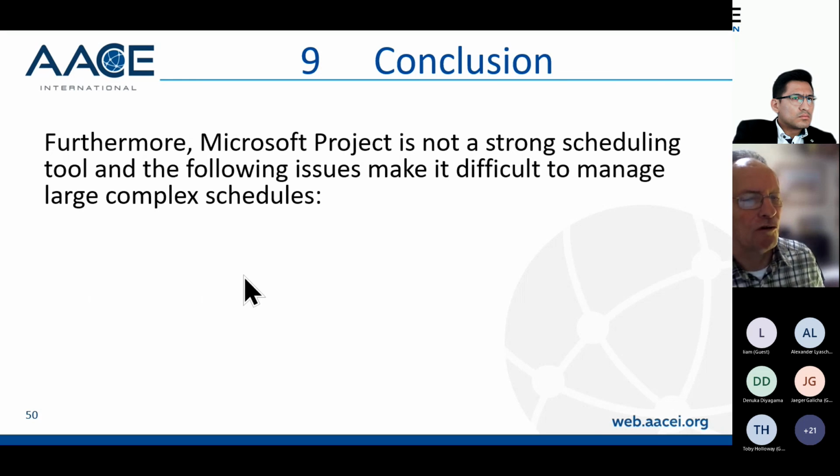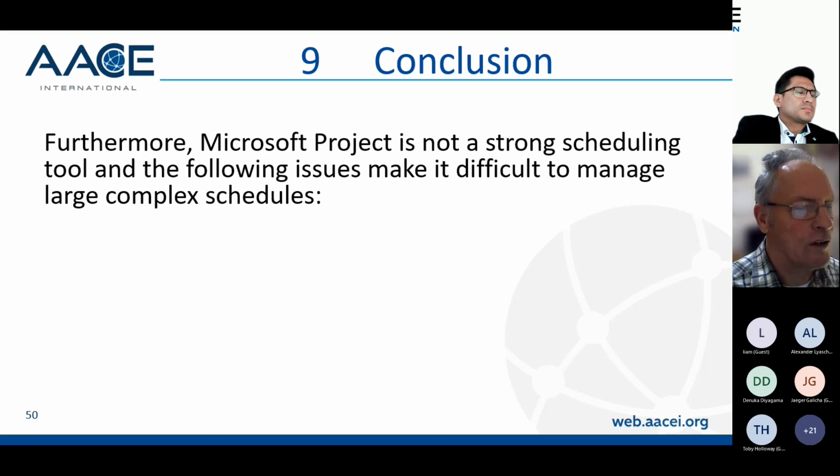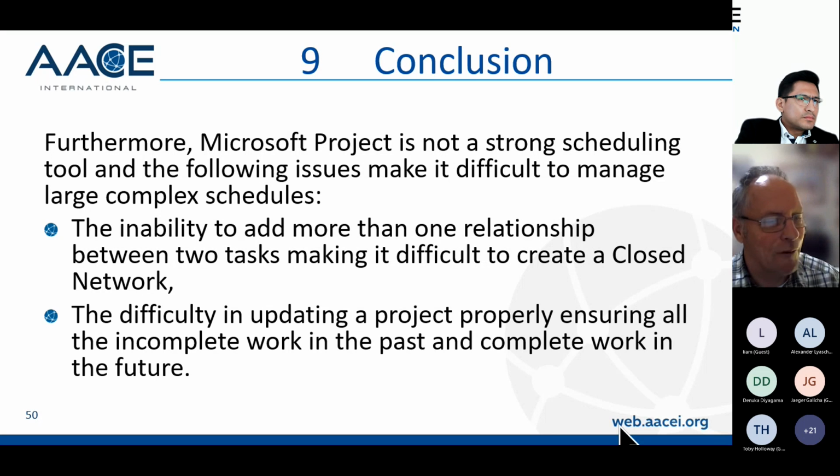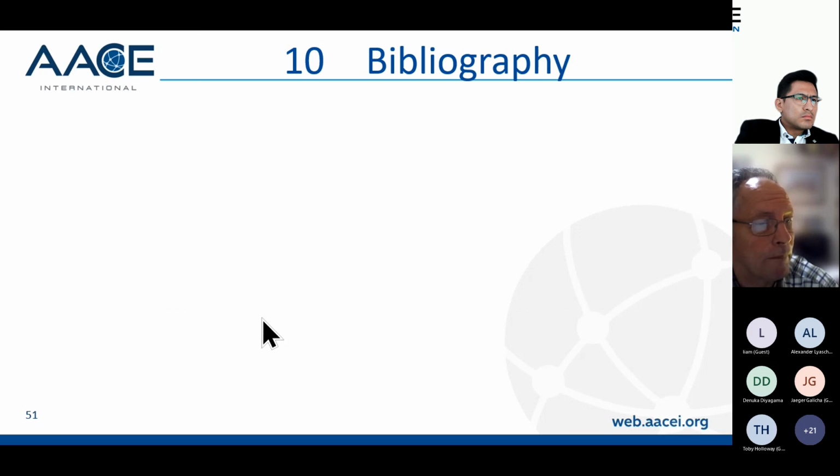Also, Microsoft Project is not a strong scheduling tool and has the following issues that make it difficult to manage large, complex schedules. You can't have more than one relationship between two activities, making it difficult to create a closed network, and there is difficulty in updating a project properly, ensuring all complete work is in the past and incomplete work is in the future. Sorry, I've got a spelling mistake there. It should be complete work in the past and incomplete work in the future. So it's difficult to make sure that a project is being updated properly.